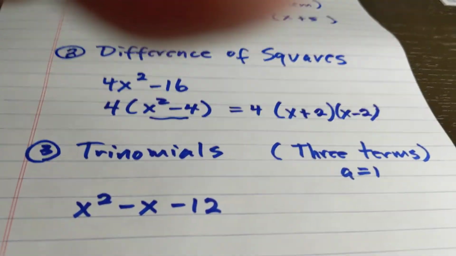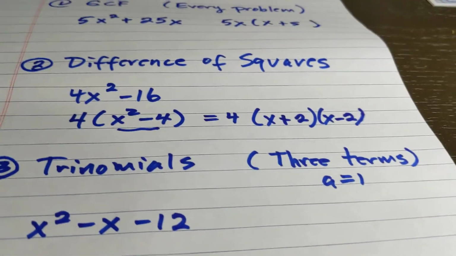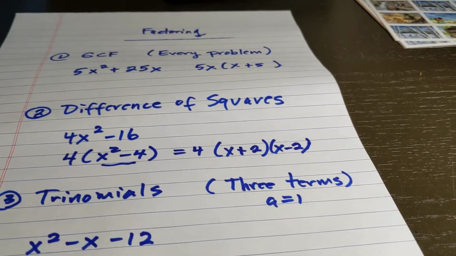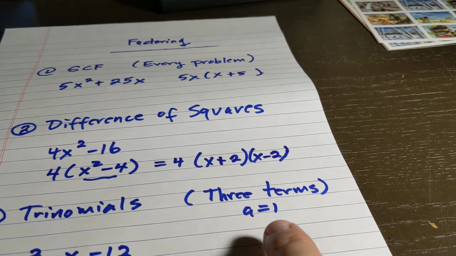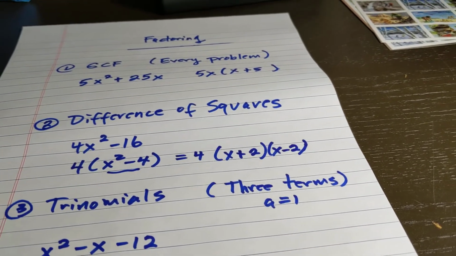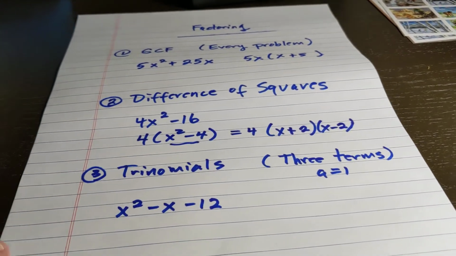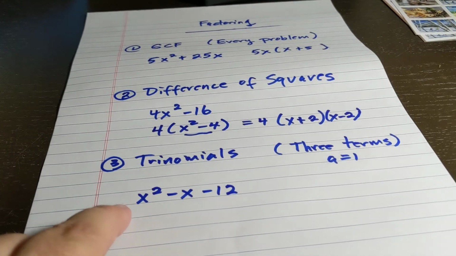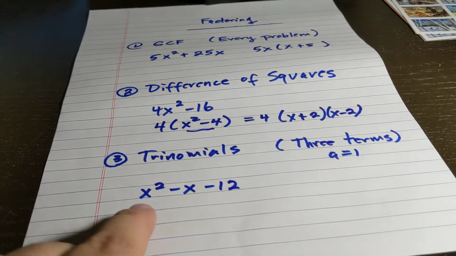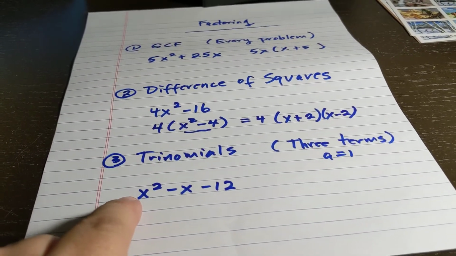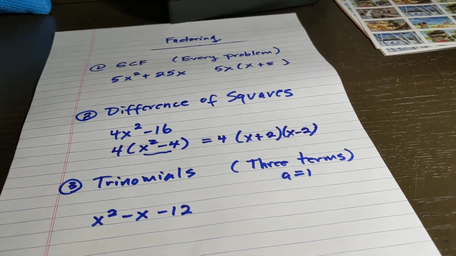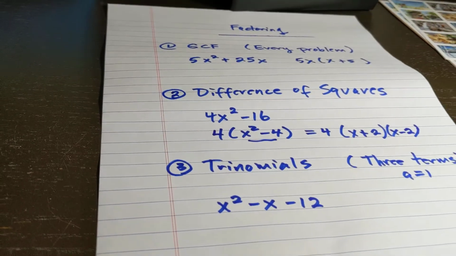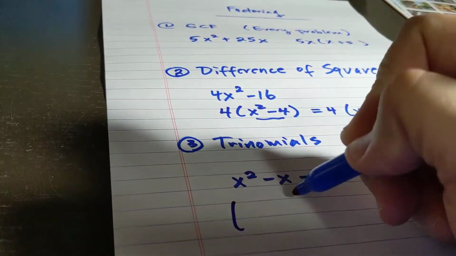The next method is one that you do with trinomials, in particular where the a term is a 1. A trinomial means you have 3 terms, and the first term is a 1. So here's a trinomial, 1, 2, 3 terms, and this is 1x squared. So the a term here is a 1. When that's the case, it's very easy to factor just by using something called the guess and check method.